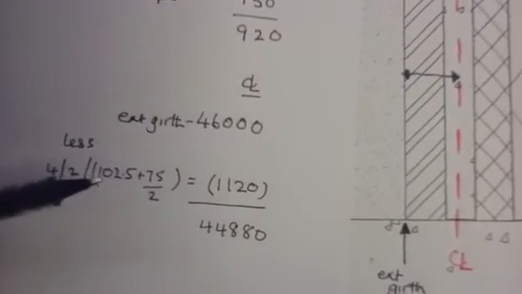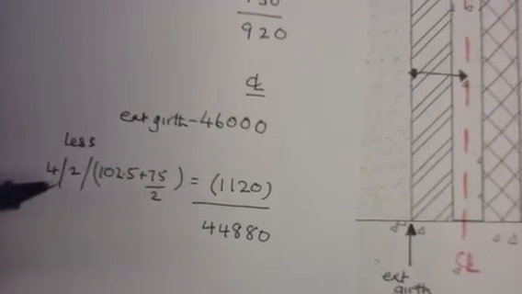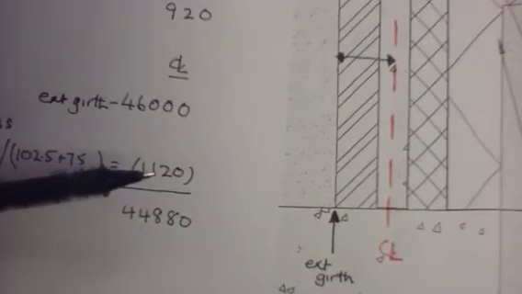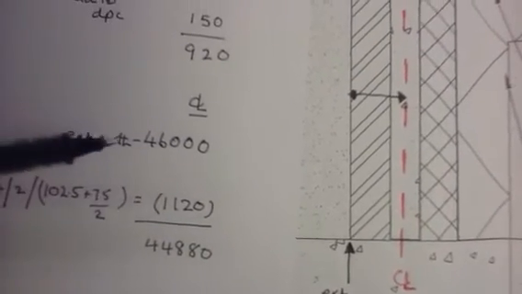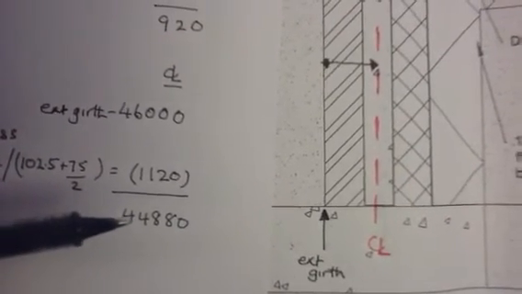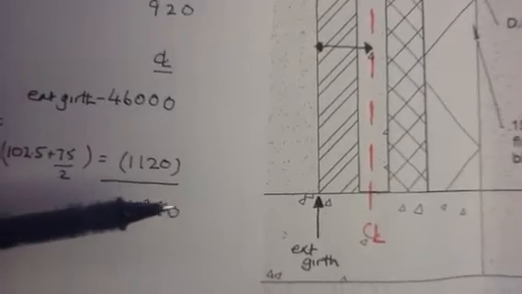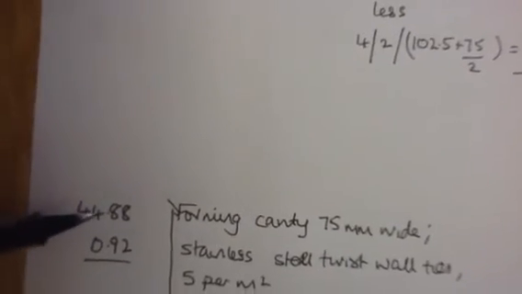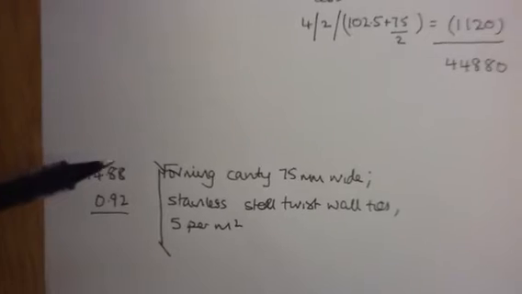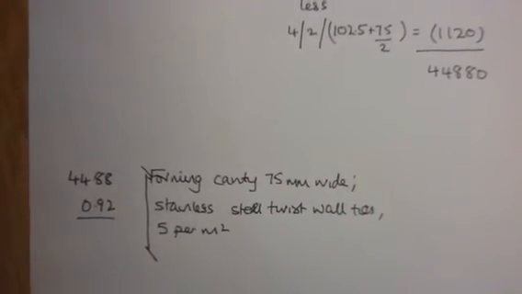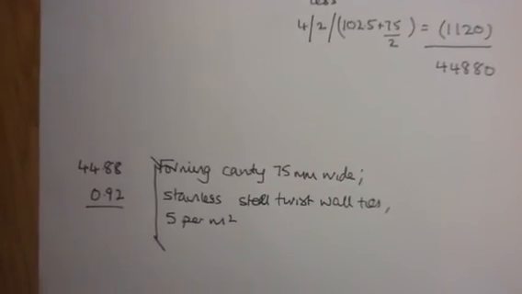At each corner this happens twice, and we have 4 corners. If we multiply that out, it gives us a deduct of 1120 millimetres. If we take that from the external girth, we end up with the centre line of the cavity as 48.88 metres. Looking at our dimension takeoff, we have the centre line of 44.88, and we're multiplying it by the height of 920 millimetres to give us our forming of cavity item.